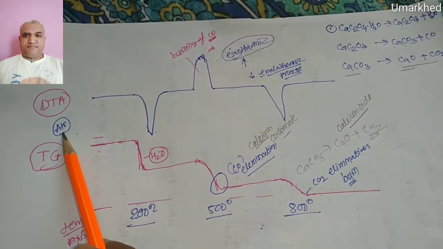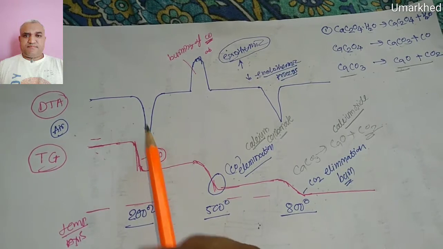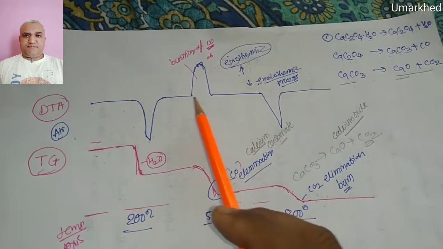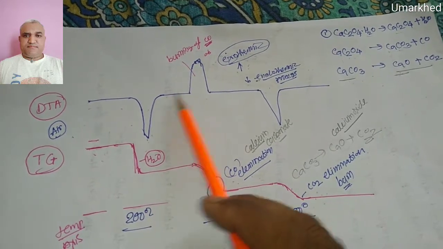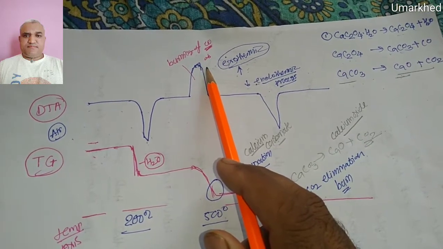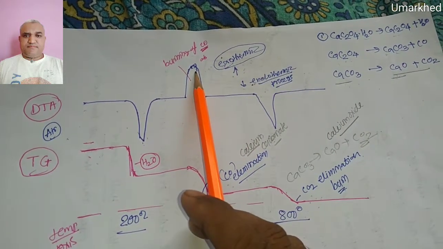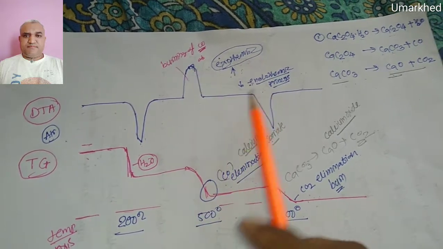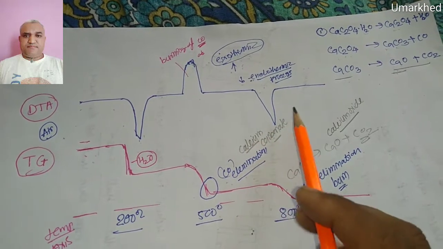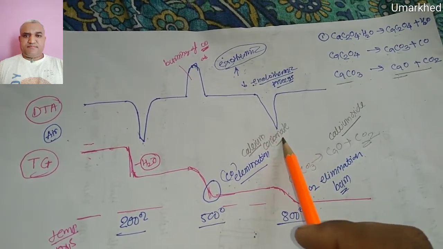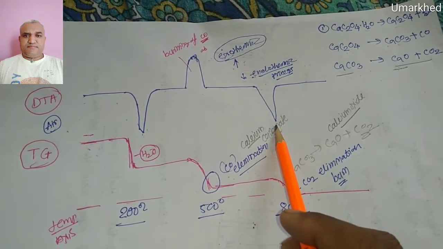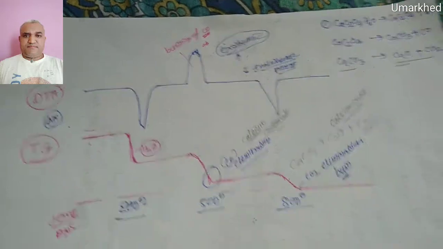So we will study DTA in air atmosphere. In air atmosphere, at 200 degrees Celsius there is removal of the water molecules. Due to burning of the CO, the temperature is increasing, so this is the exothermic reaction in DTA, with the formation of the calcium carbonate. And next, at 800 degrees Celsius, there is the elimination of the CO2, and the temperature drops, so it is the endothermic reaction at 800 degrees Celsius. So this is all in air atmosphere.